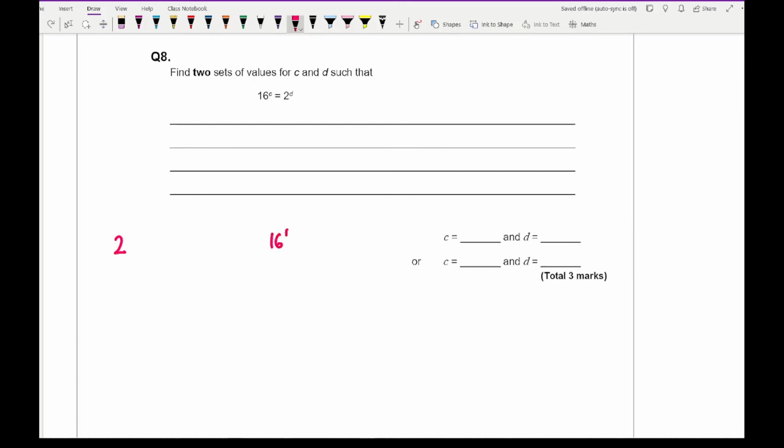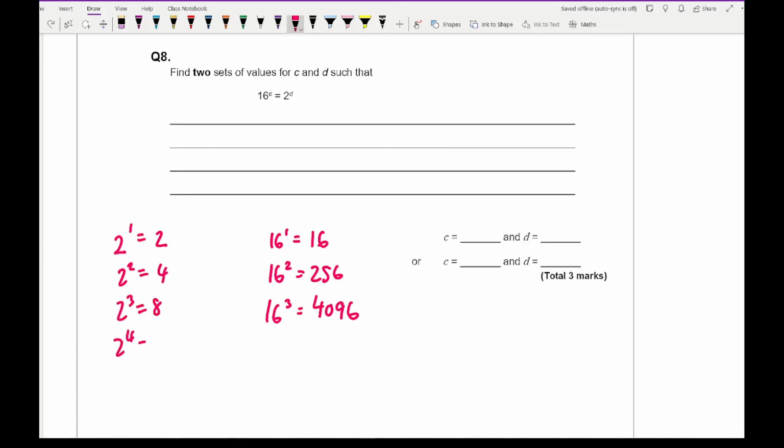Now with powers of 16, I've got 16 to the power of 1, which is 16. 16 squared, which is going a little bit crazy because that's going to be 16 times 16, which is 256, which is absolutely fine. 16 to the power of 3, again, is where it starts going a little bit crazy, so we've got 4096. Whereas 2 to the power of 1 is 2, 2 squared is 4, 2 to the power of 3 is 8, 2 to the power of 4 is 16, 2 to the power of 5 is 32, 2 to the power of 6 is 64, 2 to the power of 7 is 128, and 2 to the power of 8 is 256.